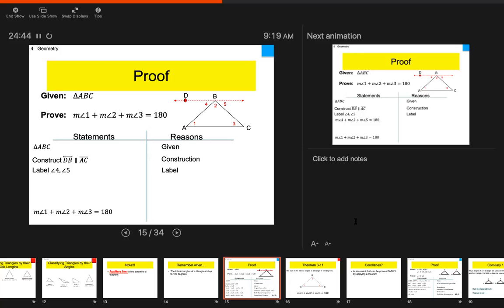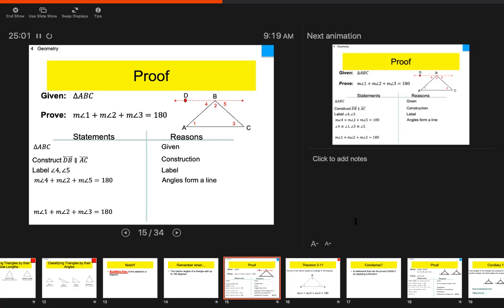So let's write this down. It's not in any specific order, but 4 plus 2 plus 5 equals 180. Why? They make a line. You could also say, postulate 4. We okay?